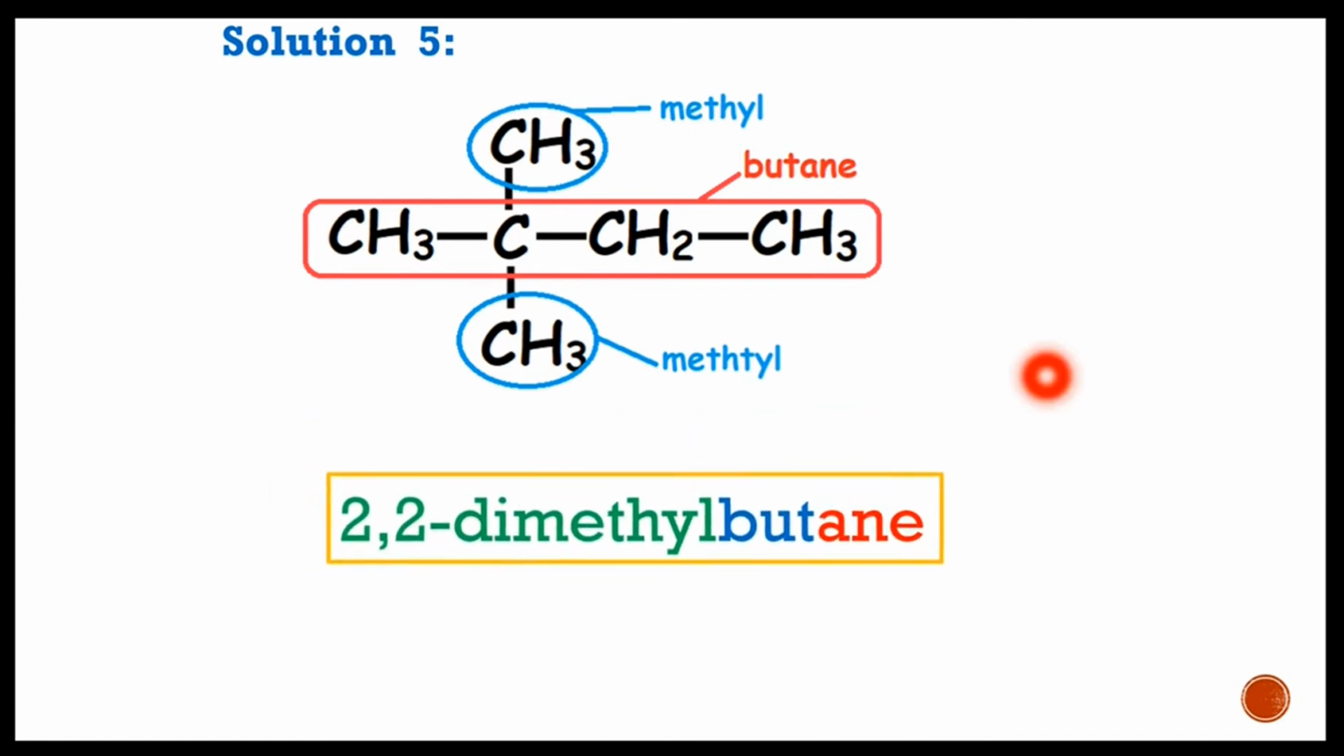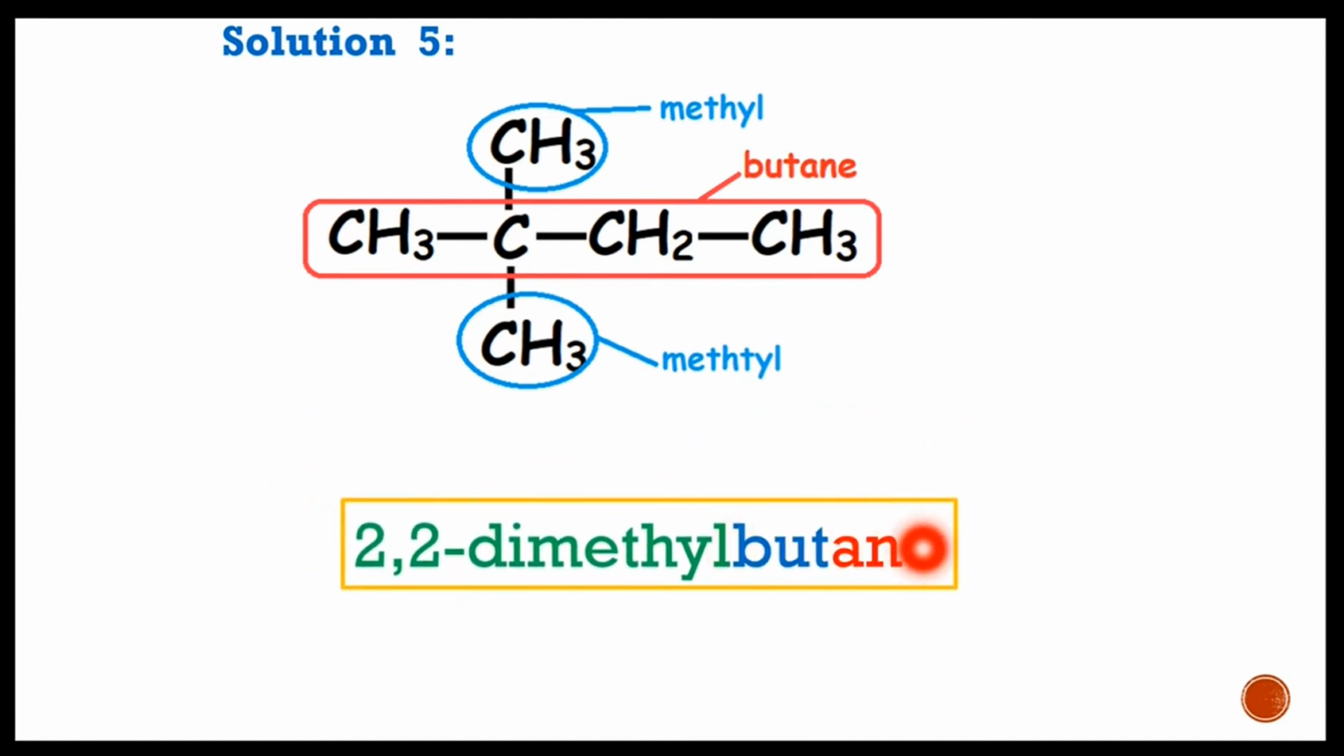So our name is going to be, the parent name is butane from the parent chain, butane, and then we have 2 substituents. They are both methyl, so dimethyl. And then they are both found on the same carbon, so their locations are the same. So the first one is 2, then the other one too is 2. So we have 2,2-dimethyl butane.